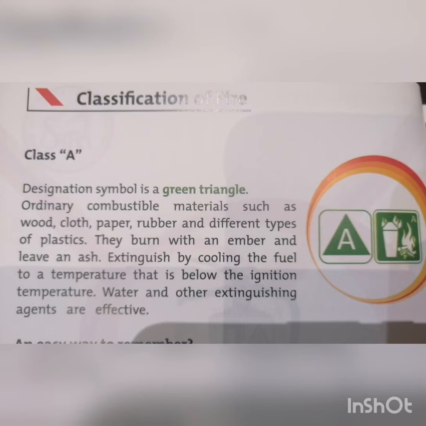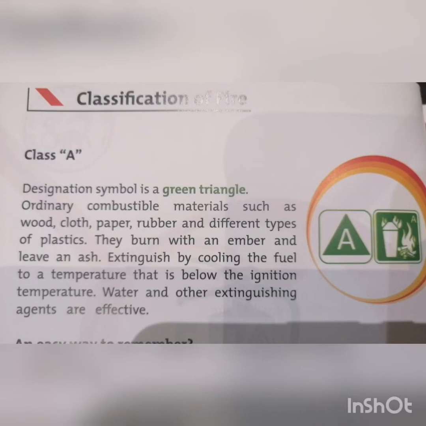There are five classes of fire. I'm going to talk about the five classes of fire. The first one is called Class A. Class A's designation symbol is a green triangle. It involves ordinary combustible material such as wood, cloth, paper, rubber, and different types of plastics.